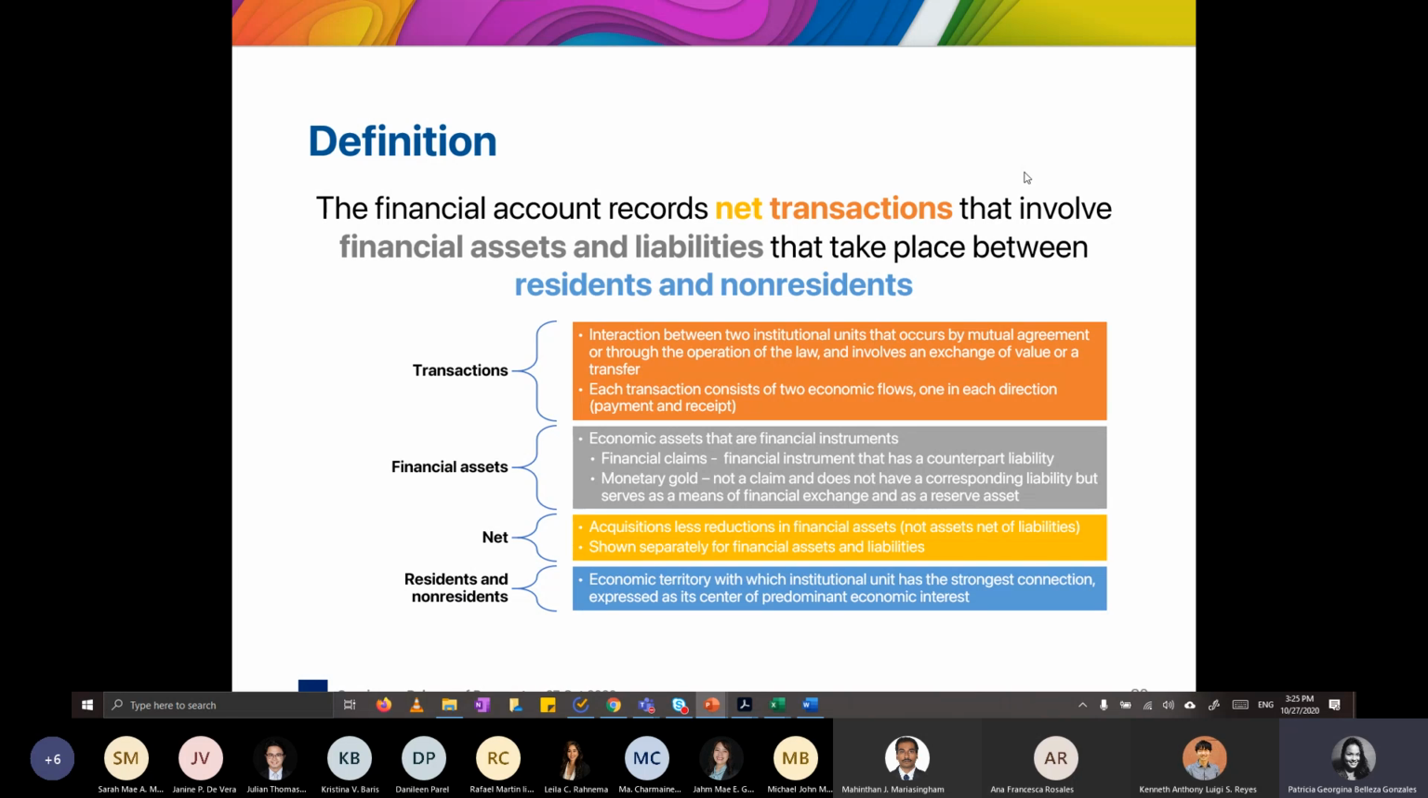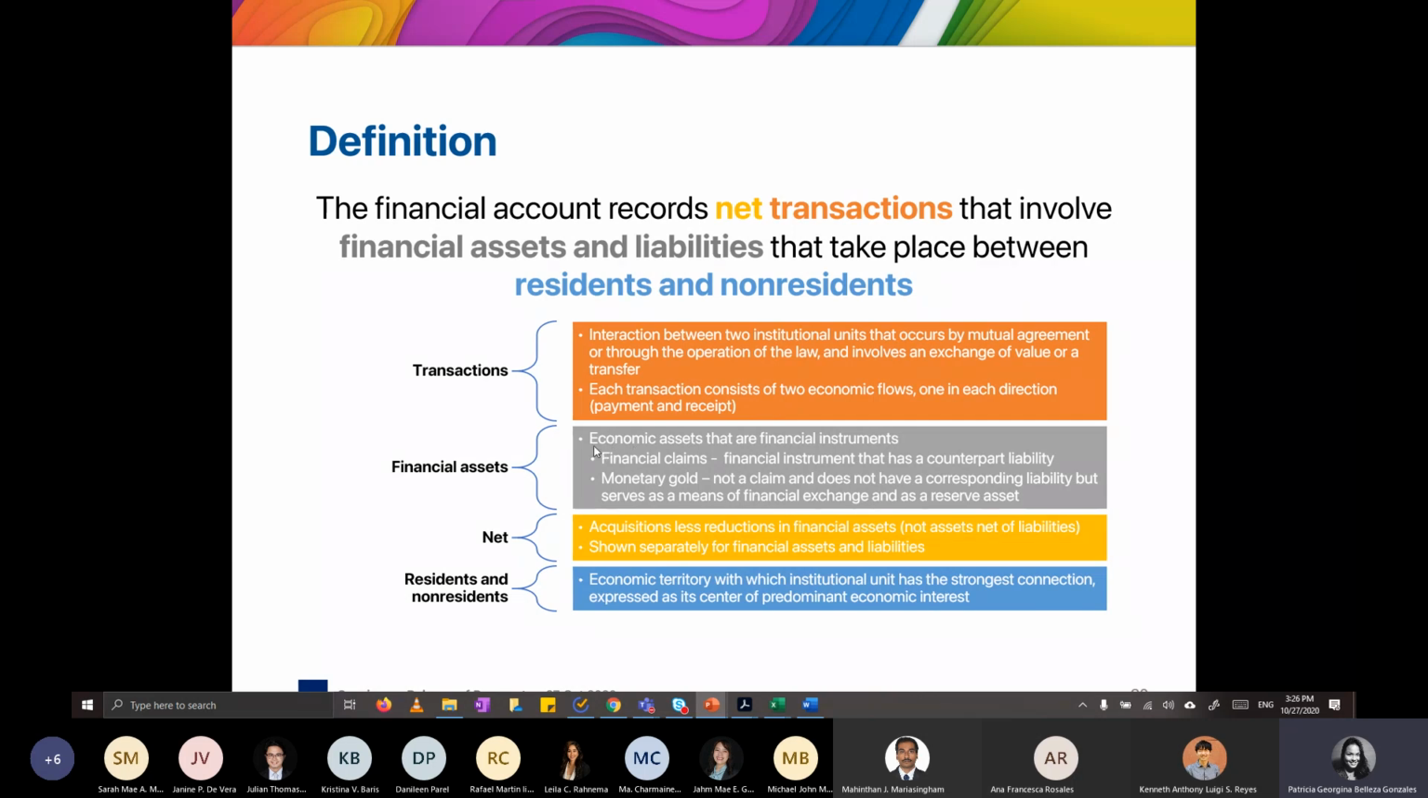So as you can see, there's a consistent way of defining. It's just that there are some aspects of it that change. Like for example, here we're also dealing with transactions. So it's a mutually agreed upon interaction where there is an exchange of value or a transfer between two residents, or a resident and a non-resident. And then each transaction consists of two economic flows, one in each direction, payment and receipt.